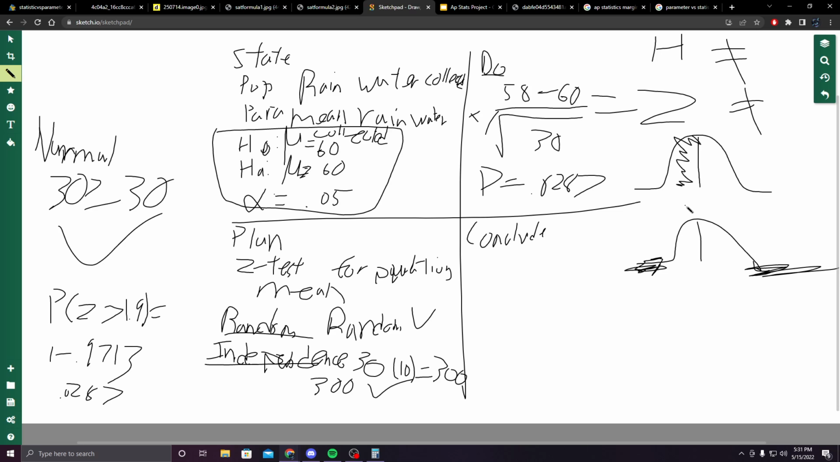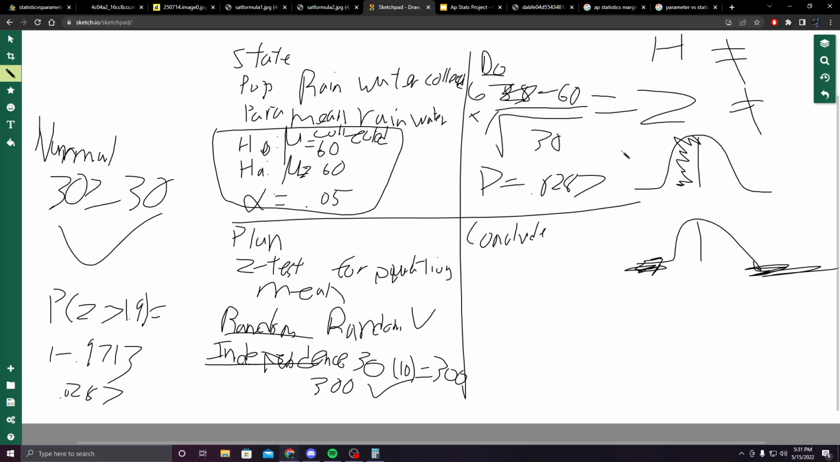I'll admit I messed up. This is not supposed to be 58 minus 60. Why would it give you a positive p-value? If this was higher, it would have given me a p-value of that. But you guys understand the point.